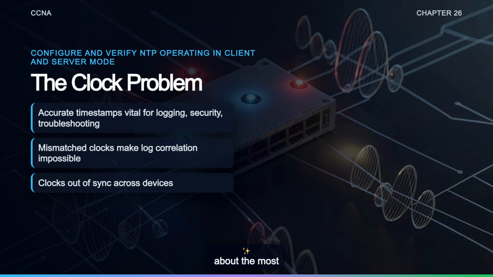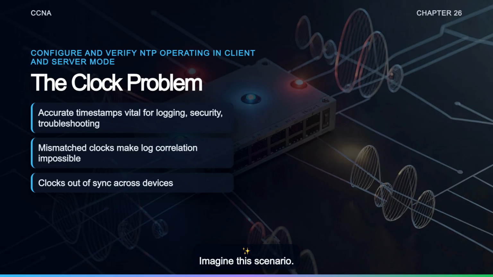When you think about the most important functions of a router or switch, keeping accurate time is probably not the first thing that comes to mind. But timekeeping that is accurate and consistent across all devices is critical for security protocols, event logging, and troubleshooting. Let me show you why.